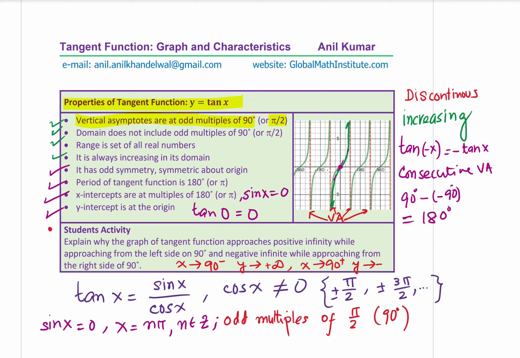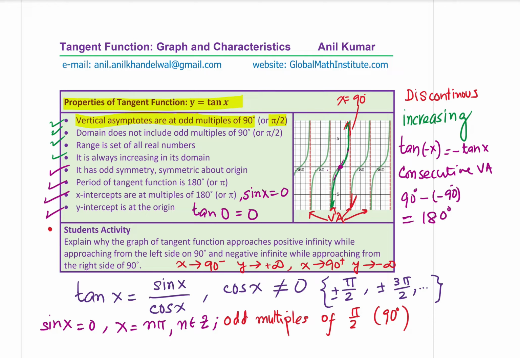So that is this particular line. As you can see here, clearly this is approaching positive infinity, correct? And on this side, it is approaching negative infinity. This is the line where x equals 90 degrees. You can see the nature of the graph. It is approaching positive infinity from the left side, and from the right side, it is approaching negative infinity.